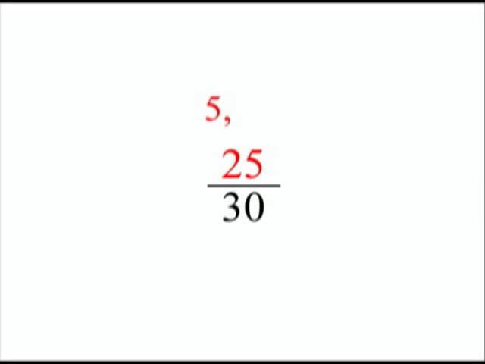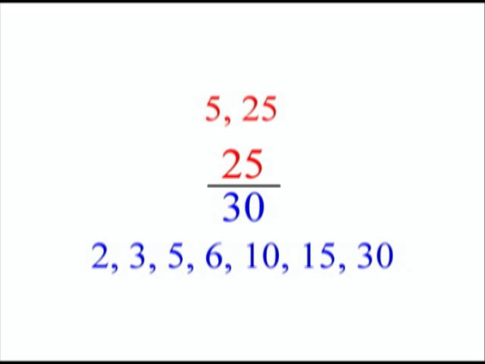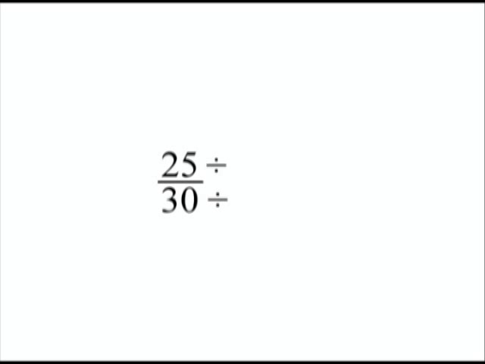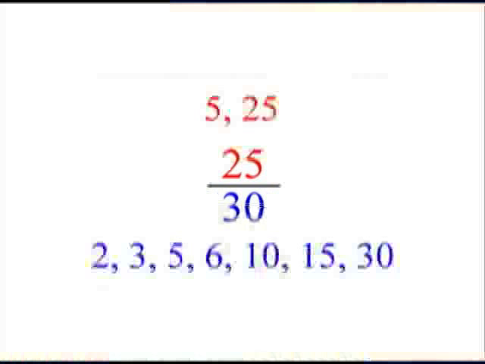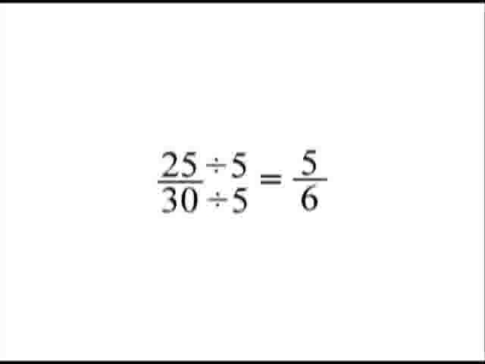Let's see. 5 and 25 are all the numbers that divide evenly into 25. And 2, 3, 5, 6, 10, 15, and 30 are all the numbers that divide evenly into 30. Both 25 and 30 have the common divisor 5, so we can reduce the top and the bottom of 25/30 by 5 to get the reduced fraction 5/6. Yes, as you can see, 30 had quite a few numbers that will divide evenly into it, and it was your job to make sure you knew all of those numbers in order to be able to reduce it to its lowest terms.